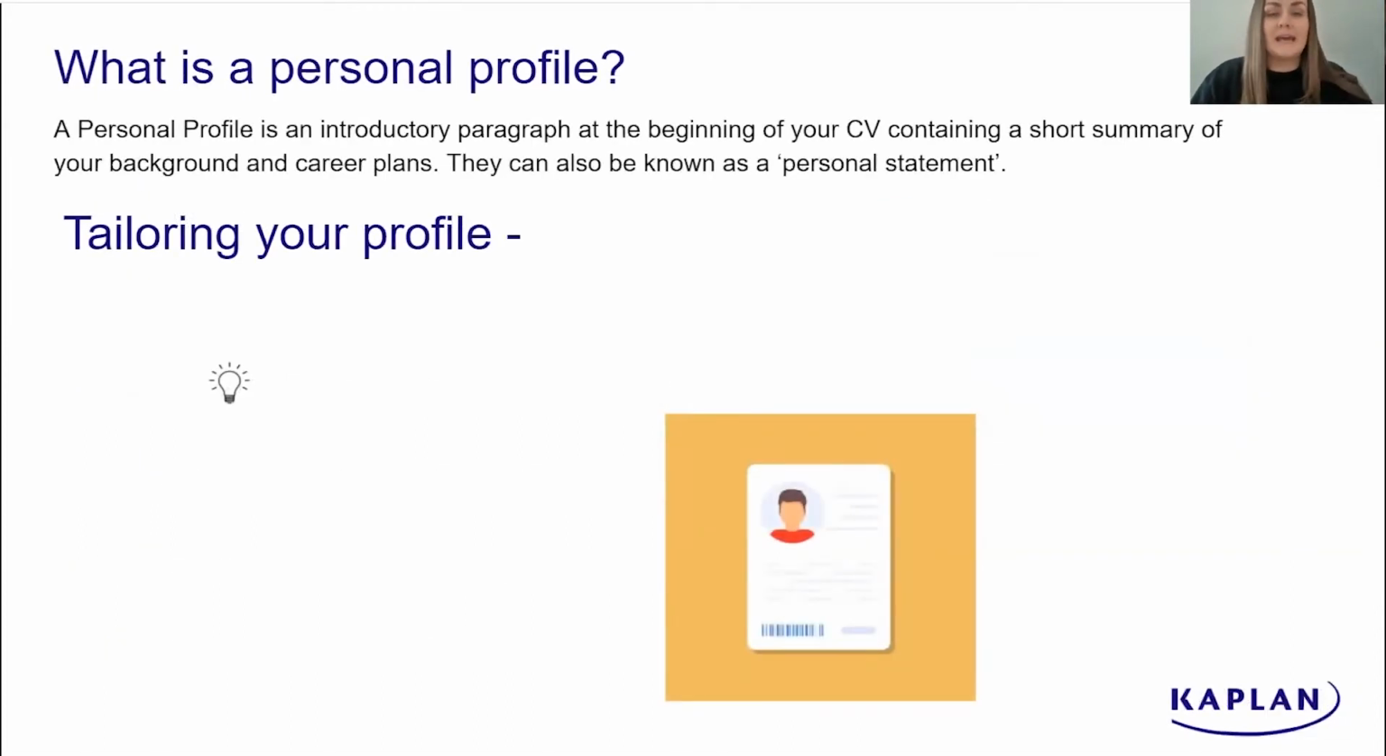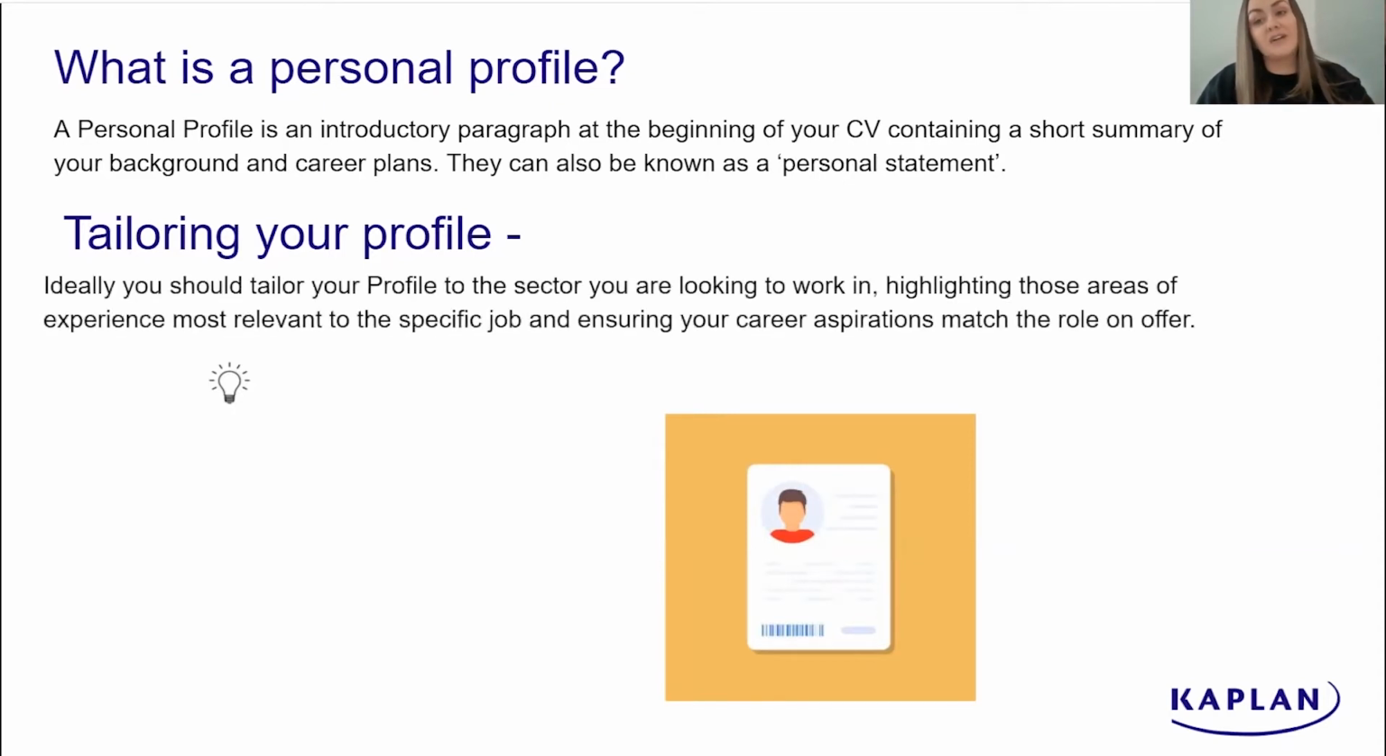First of all, what is a personal profile? A personal profile is an introductory paragraph at the beginning of your CV containing a short summary of your background and career plans. They can also be known as a personal statement. The profile is written and designed to capture the employer's interest quickly, so that they'll read your CV in full and hopefully invite you to interview.